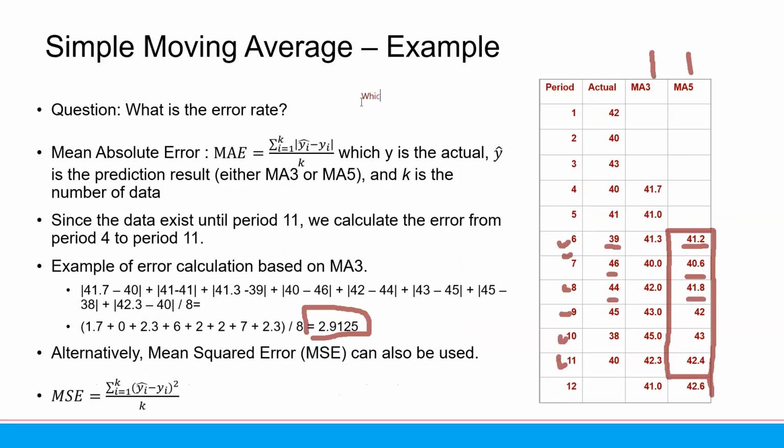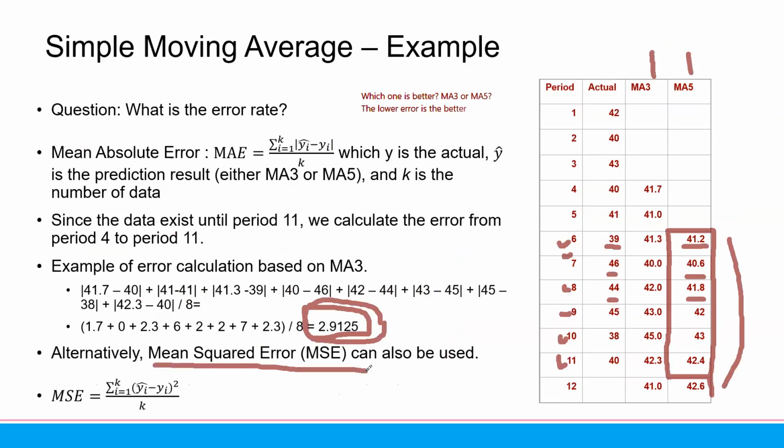So which one is better, MA3 or MA5? The lower error is the better. Okay. So you can calculate the same. If you use MAE, then the error rate will be based on this one and the MAE for this one. If you use MSE, yeah, you can check also which one is the lower. The lower error is the better.